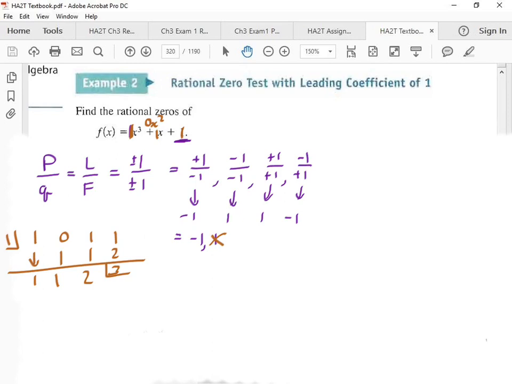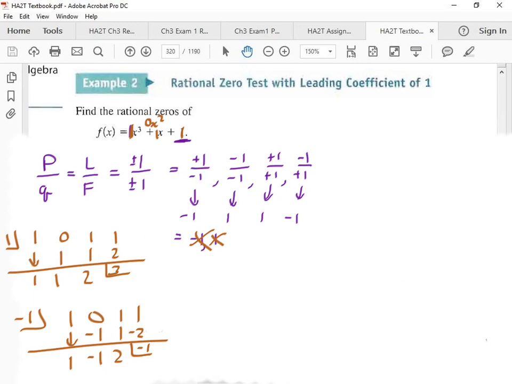Let's test the negative 1. So I'm going to do the same thing. Bring down the 1. 1 times -1 is -1. 0 plus -1 is -1. -1 times -1 is 1. 1 plus 1 is 2. -1 times 2 is -2. And I get -1. Oh, snap. Is that a 0? No. So is this a 0? No. So does a possible rational zero test always work? No, it doesn't. Okay, so this one probably has no zeros.